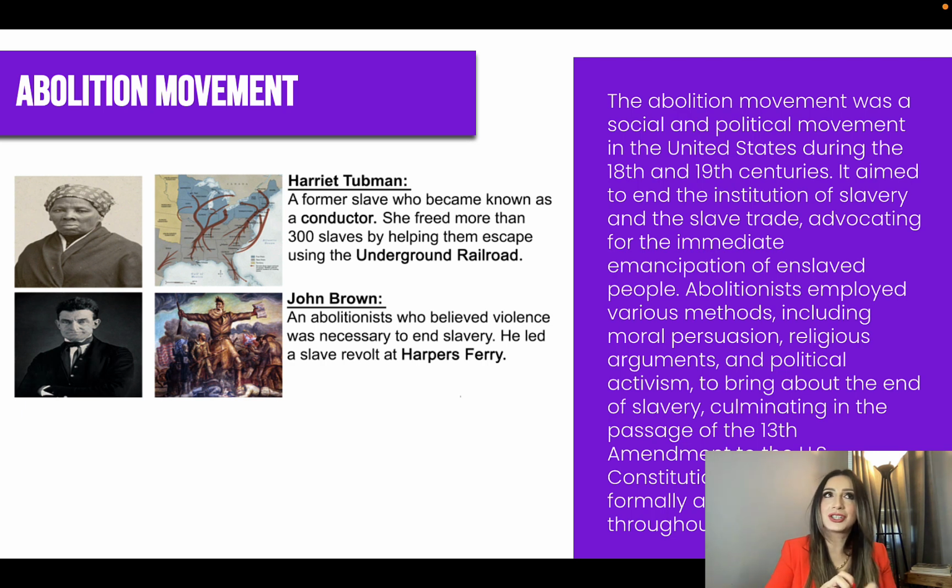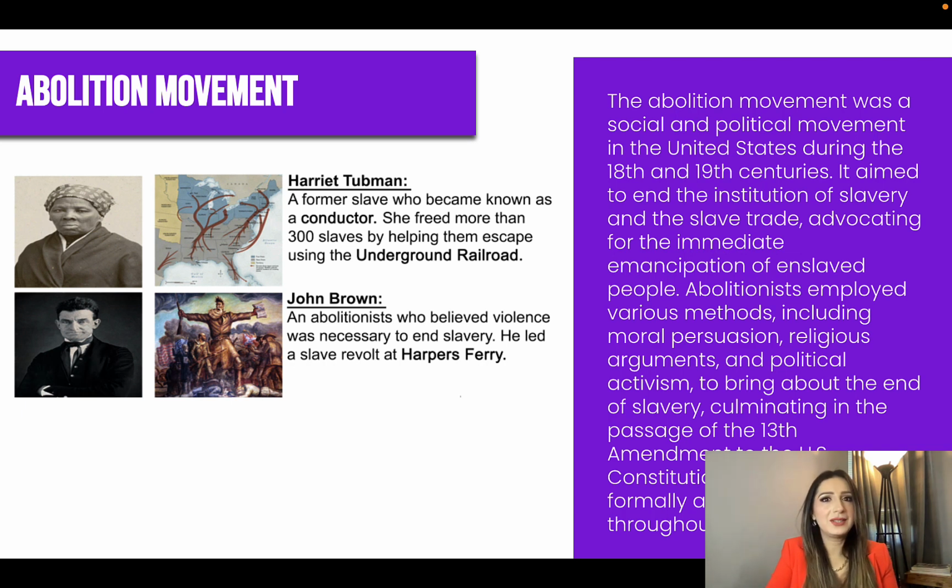And so a conductor is basically the person who's in front of the train. And they knew about the different stations, meaning the different places you can stop, and it was safe for runaway slaves. And so Harriet Tubman saved more than 300 people. And she was wanted. She was known as the Black Moses because she was freeing so many people.